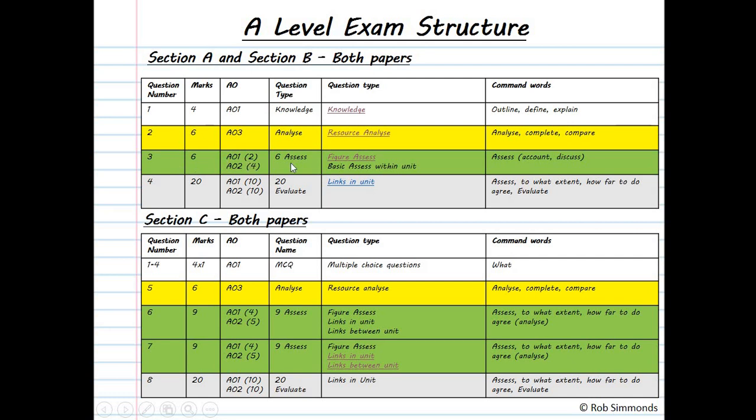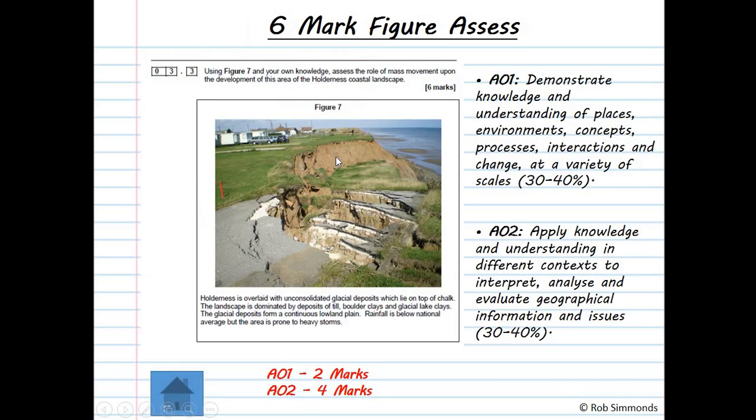The next question, a 6-mark assess, will usually be a figure assess. So this example from the coasts topic gives a picture of a coastal landscape and asks you to assess the role of mass movement upon the development of this area of the Holderness coastal landscape. In this type of question, you would get 2 marks for displaying key knowledge, followed by 4 marks for your ability to assess the situation. In this case, assess what you can see in the photo. So applying knowledge and understanding to a situation.